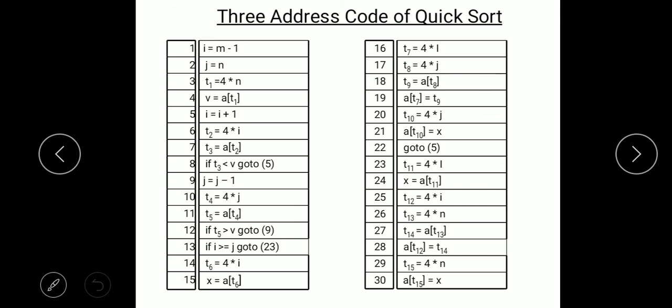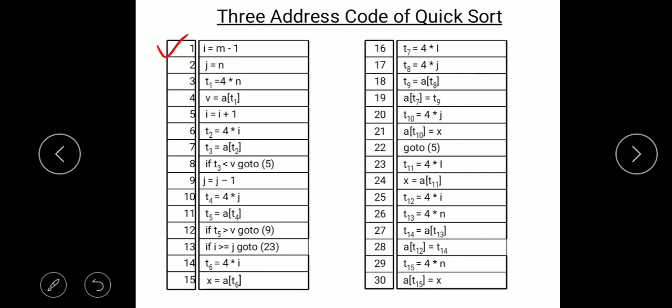So first of all we will identify leader statements, and we have already seen three rules to identify leader statements. And what is rule number 1? The first statement would be a leader statement. So in this given intermediate code, this is the first statement. So this would be a leader statement, and I have marked it as a leader statement.